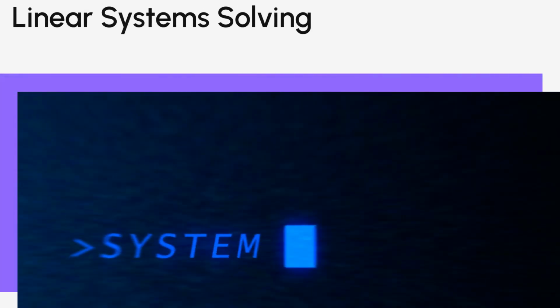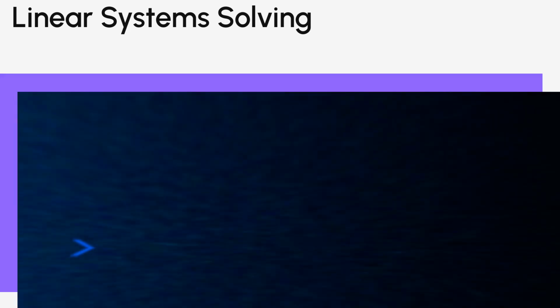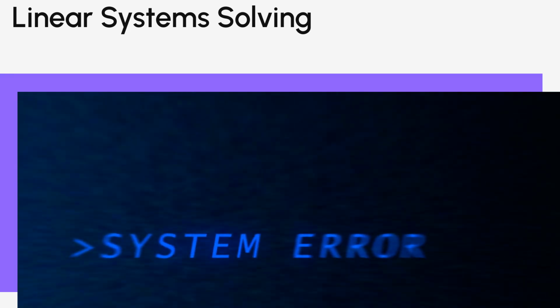Linear systems are solved by transforming them into matrix form. This allows multiple equations with several unknowns to be handled more efficiently. The system becomes a single matrix equation, making it easier to apply structured solution methods using linear algebra.